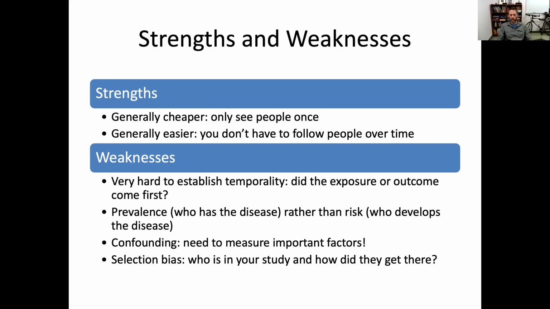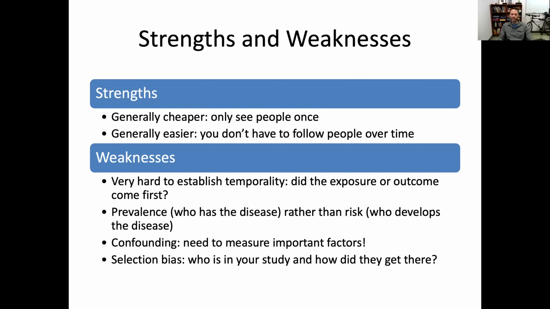The weaknesses, though, are probably pretty easy to figure out, right? The biggest is that it's really hard to establish temporality. Like if I'm thinking about the effect of diet on BMI, well, let's say exercise on BMI is an even better one. So does having higher exercise decrease your BMI? The question is, what comes first here, right? It's a chicken and egg sort of scenario.